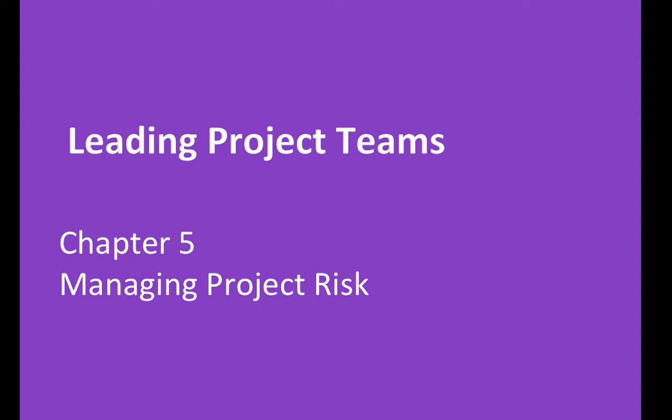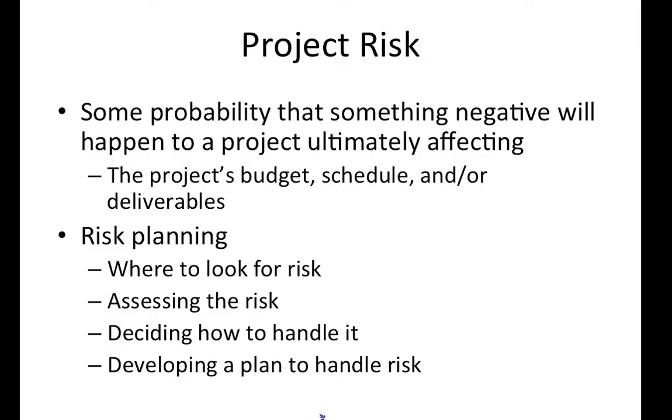In Chapter 5, we learn how to manage project risk. Risk is defined in terms of its bottom line: the probability that something will happen with a negative impact on the project's budget, schedule, deliverables, or any combination of them.